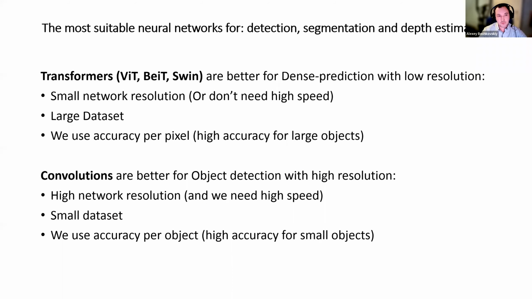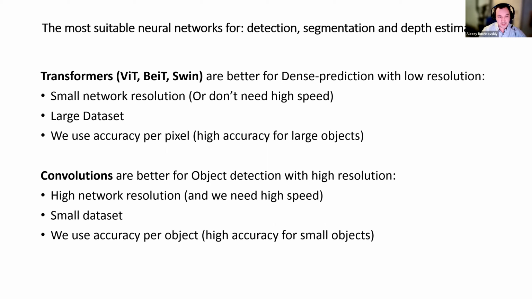So, we used convolutional neural networks for YOLOv4 for object detection, but we used transformers for dense prediction tasks, depth estimation, and semantic segmentation. But why did we use different neural networks for these different tasks? There is an answer: transformers, ViT, BEiT, Swin, are better for dense predictions with low resolution, because transformers are better for small network resolution. Maybe we can use them for high resolution, but we will have very low speed. So yes, we can use it for high resolution, but only if you don't need high speed.